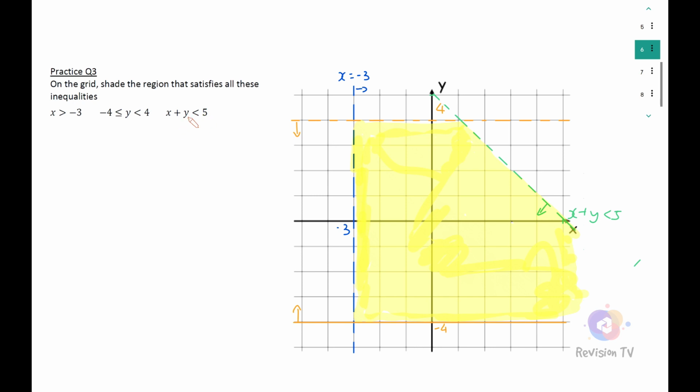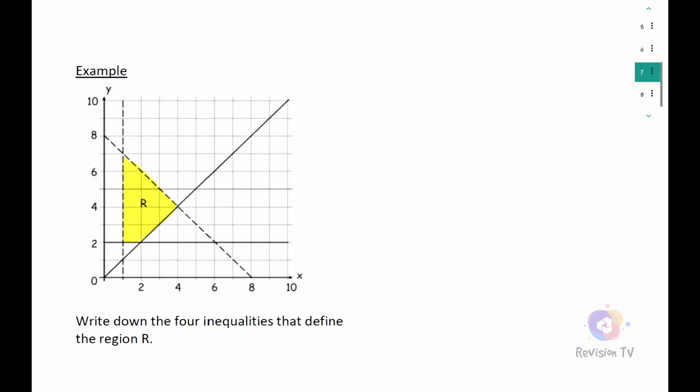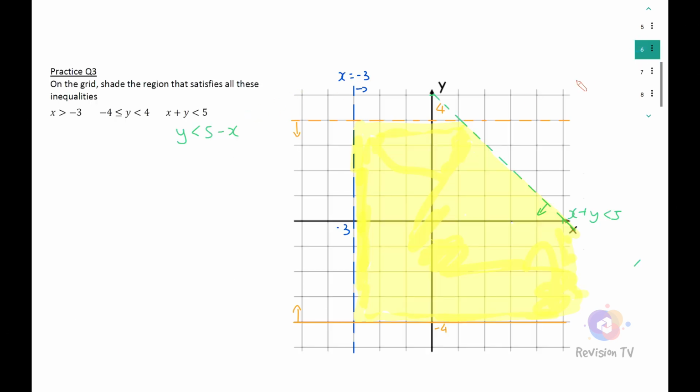Last but not least, x plus y less than 5. If we rearrange it, y less than 5 minus x. Less than means we shade downwards, so you can see we need that part. So all the area in between is this area trapped by these three lines. Okay, so you need to shade the region. That's it. So next, hopefully now you understand how to shade the regions based on inequalities.